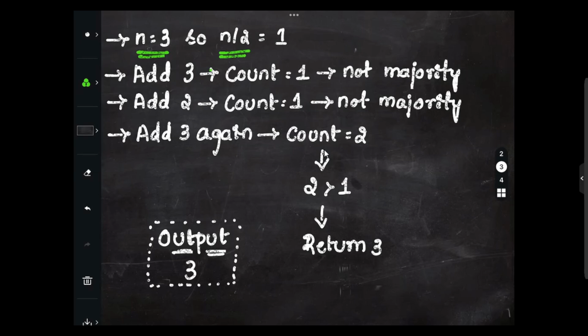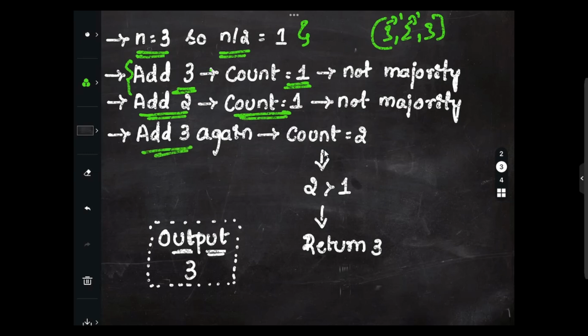Let's come to the step by step here. First, the elements in the nums array are 3, 2, 3 according to the example. First we will add 3. We will set the count to 1, so now 3 has a count of one. Next we will add 2. The count of 2 is also 1. 3 and 2 are distinct.